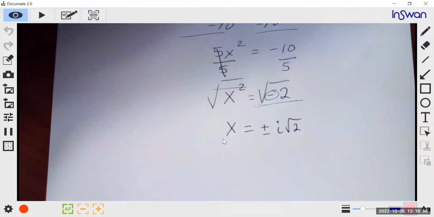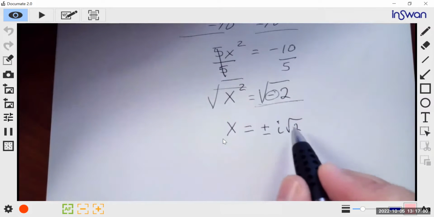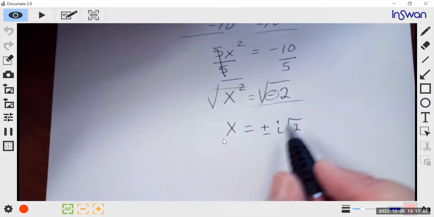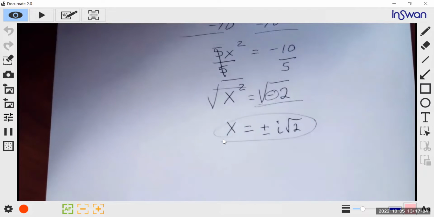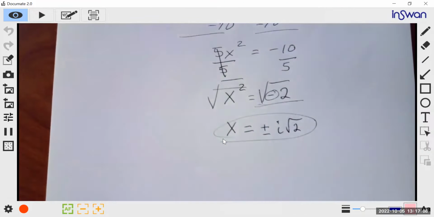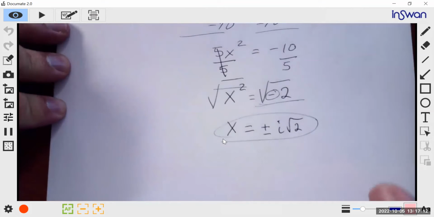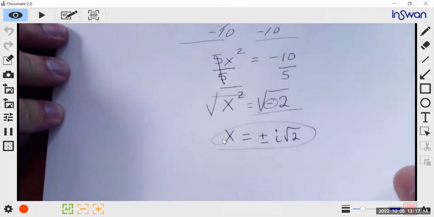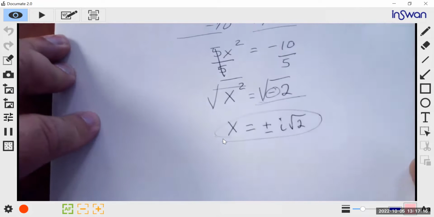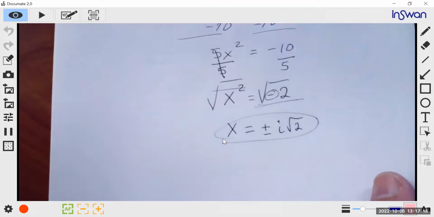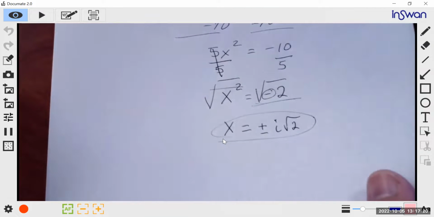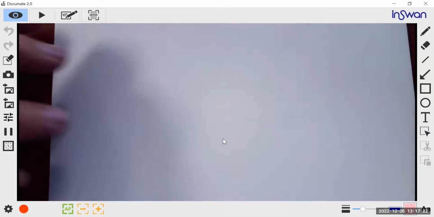Because your final answer cannot have a square root inside the radical, that's why you get the i. I know, you jump straight to the answer, and that's going to give you a very wrong answer. Okay, so that's if you have two terms and only one of them has an x. It's called the square root method.